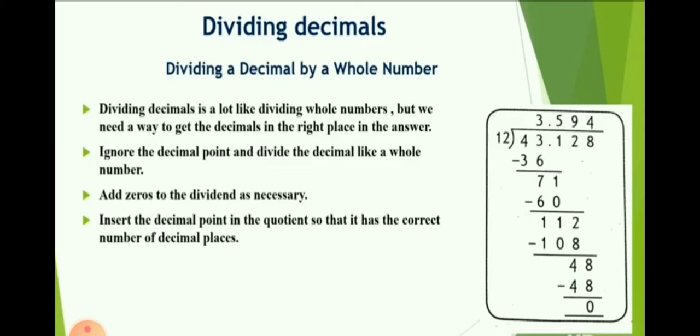Now again you will find the multiple of 12 that is less than or equal to 71. So we know 12 5s are 60. Now after subtracting 60 from 71 we got 11. Again you will bring down the next digit, that is 2. Now again the multiple of 12, 12 9s are 108, and you will subtract 108 from 112. Here you will be left with 4 and now you have to bring the last digit down, that is 8. Now we all know 12 4s are 48 and so the remainder is 0 and you have got your quotient as 3.594.